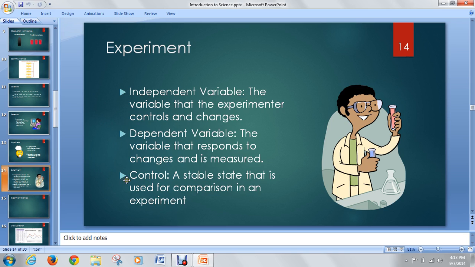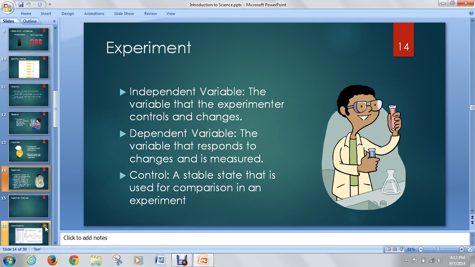Okay. Then you've got our control, which is just a stable state that is used for comparison in the experiment. Okay. So for example, going back to the saltwater one, maybe your control is just a cup of distilled water with no salt in it or anything in it. Okay. So be familiar with these terms when you are doing an experiment.